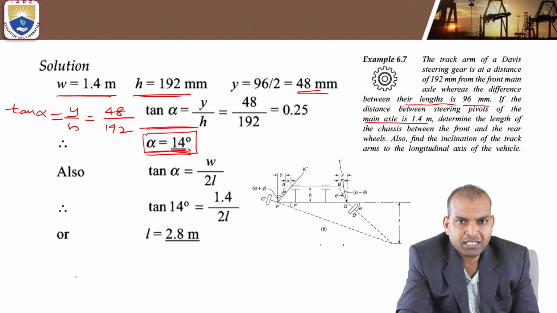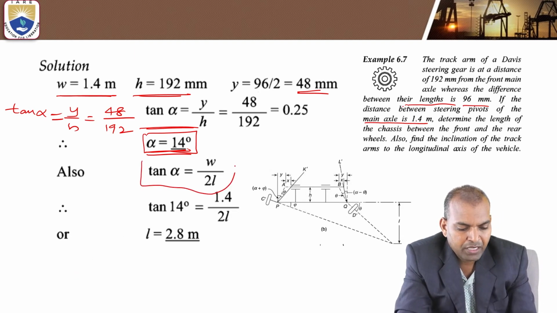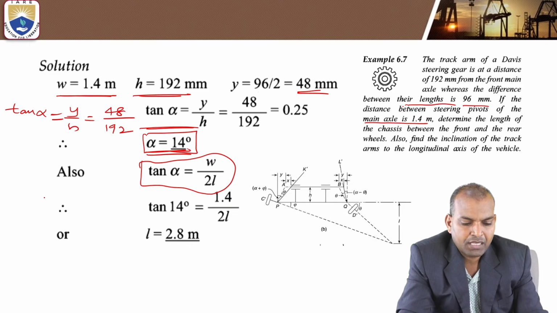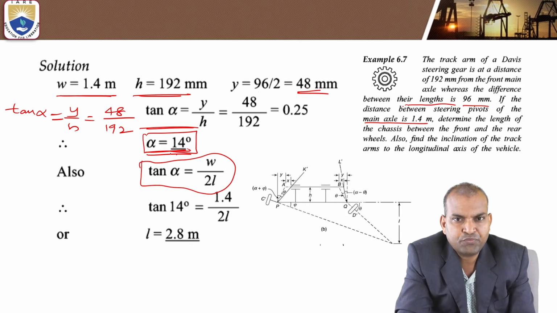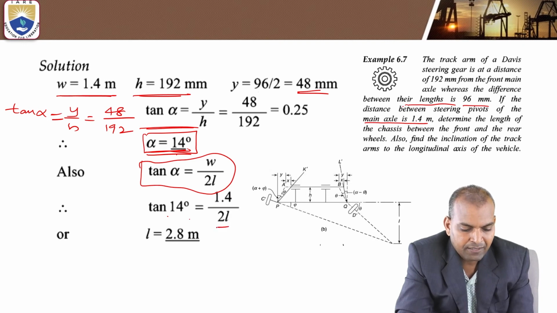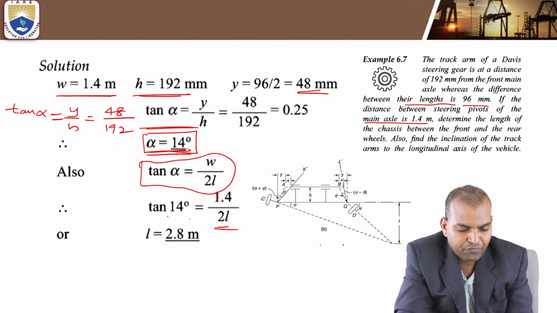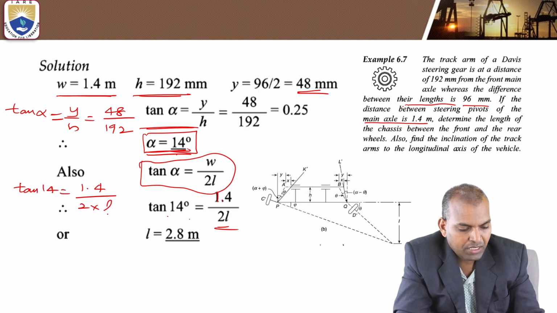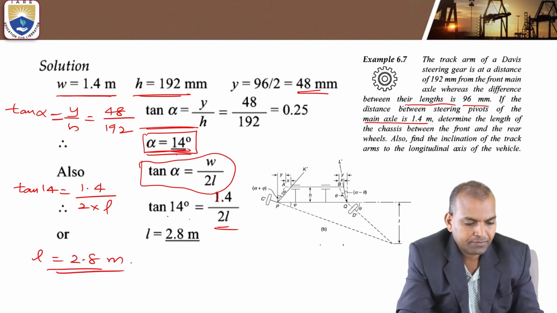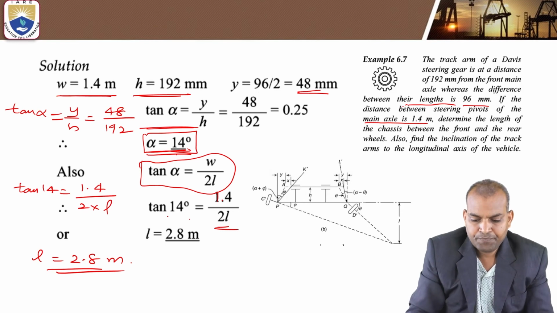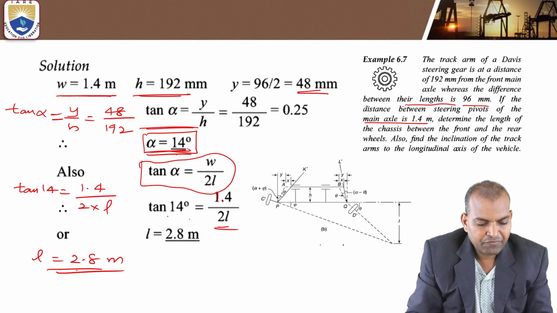Now there is another equation. We have tan alpha equal to W by 2L. The alpha we know, that is 14 degrees. Tan 14 degrees equal to, we want L, we know W, that is 1.4 meters. Tan 14 degrees equal to 1.4 by 2 times L. That L equal to 2.8 meters. Okay, that is the wheel base.